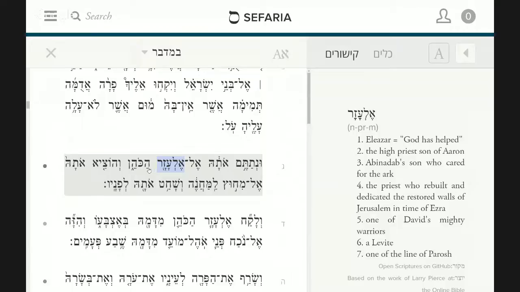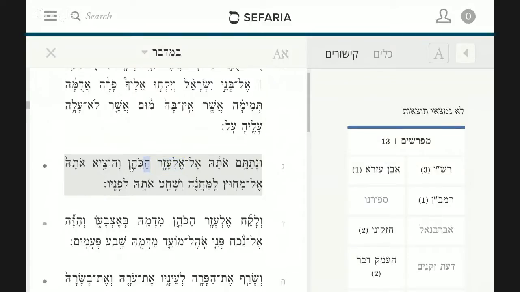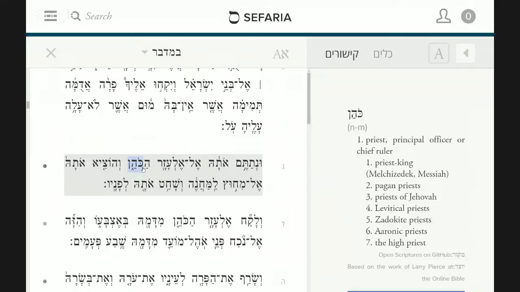Anyway, Ha Kohen. Ha is the definite article, and a Kohen is a priest. In this case, we're talking about the Levitical priest, the sons of Aaron. And so this is his title, Elazar HaKohen. So Elazar the priest. So you shall give it to Elazar the priest.